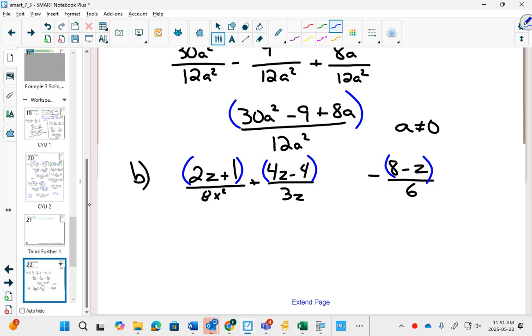So with my numbers 8, 3, and 6, can you see that the lowest common denominator is 24? So I'm going to need to multiply by a 3 and a 3 here, an 8 and an 8 here, and a 4 and a 4 here. Variables. There is x squared and z, so this one's missing a z.